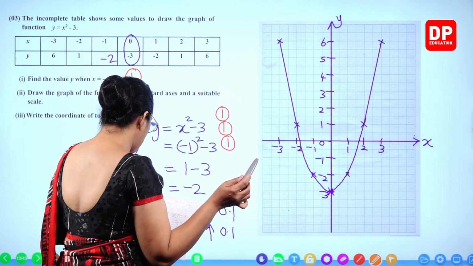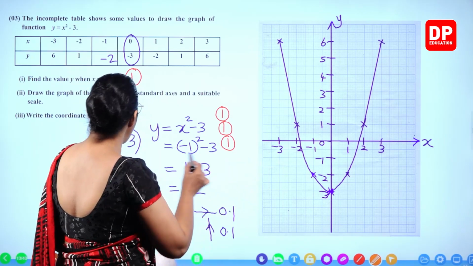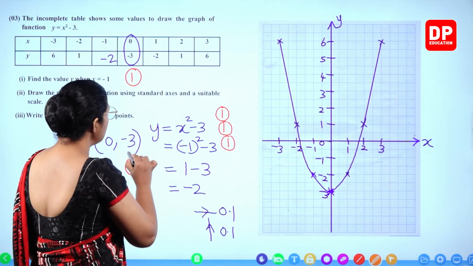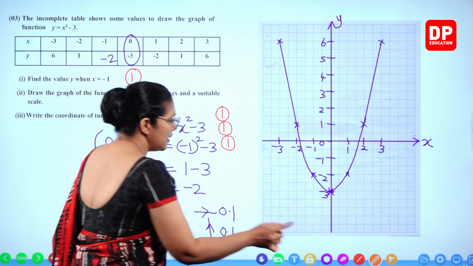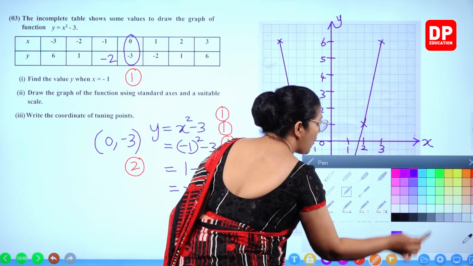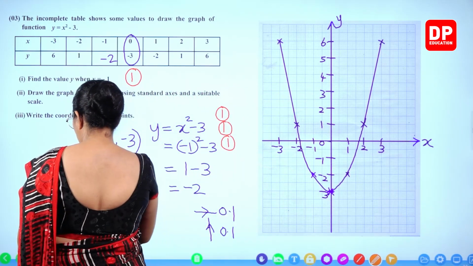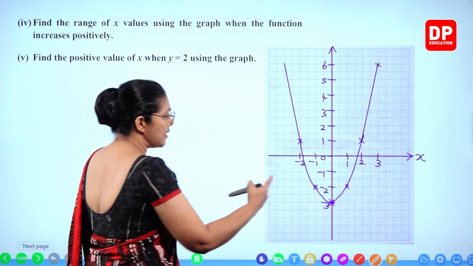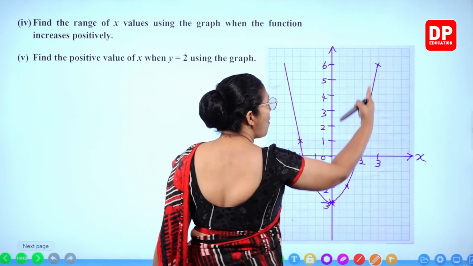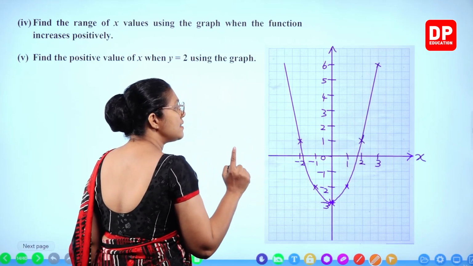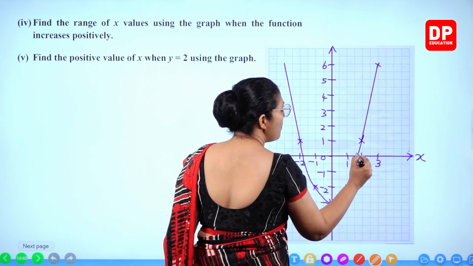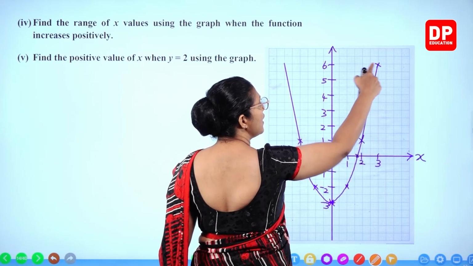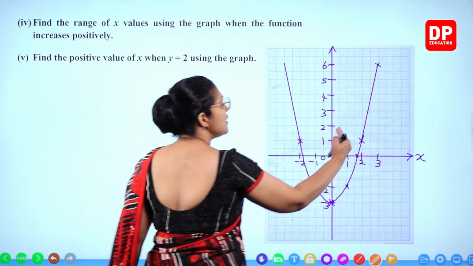How many marks? You are getting 2 marks for identifying the turning point. Let's take the fourth part. Find the range of x values using the graph when the function increases positively. Increasing from here to here, but increasing positively from here to here, or above this point.